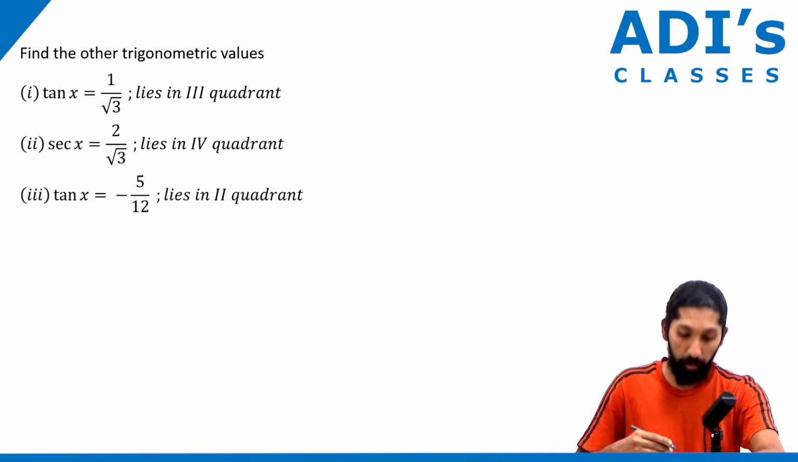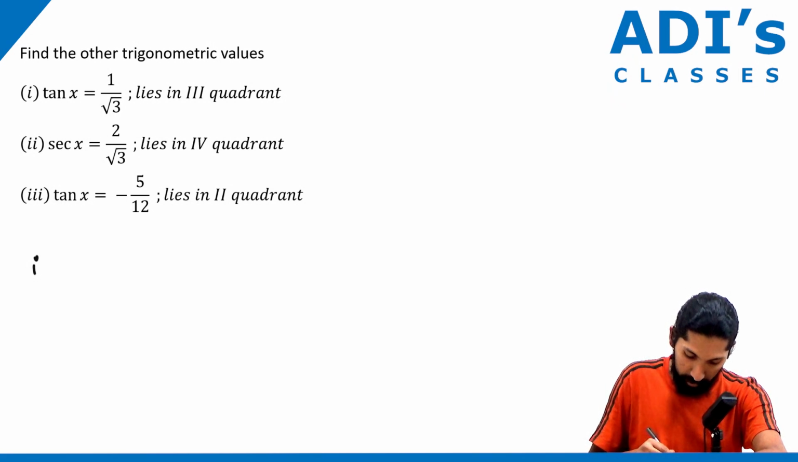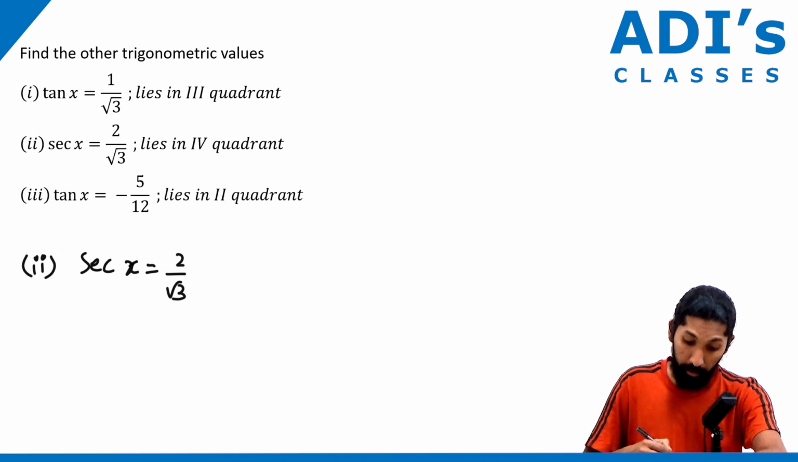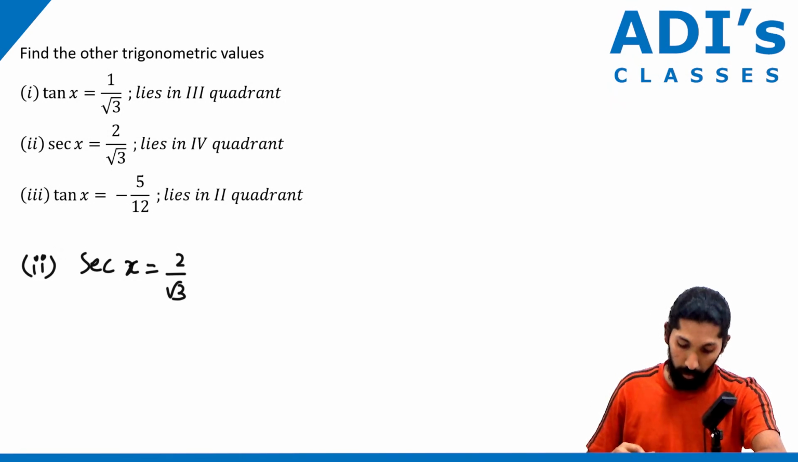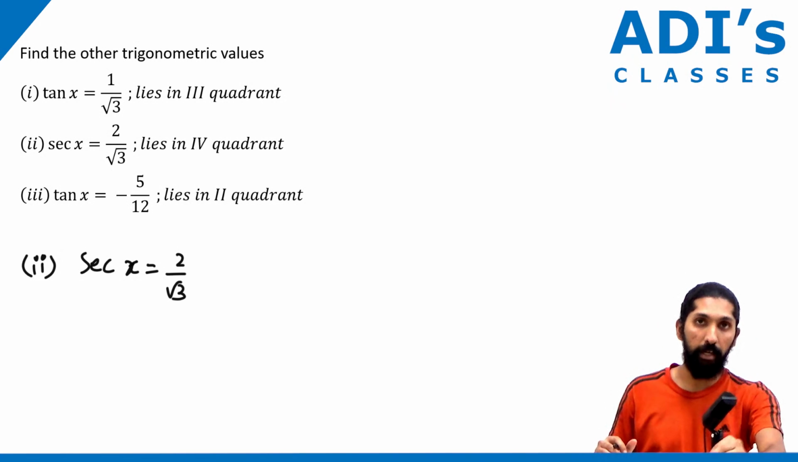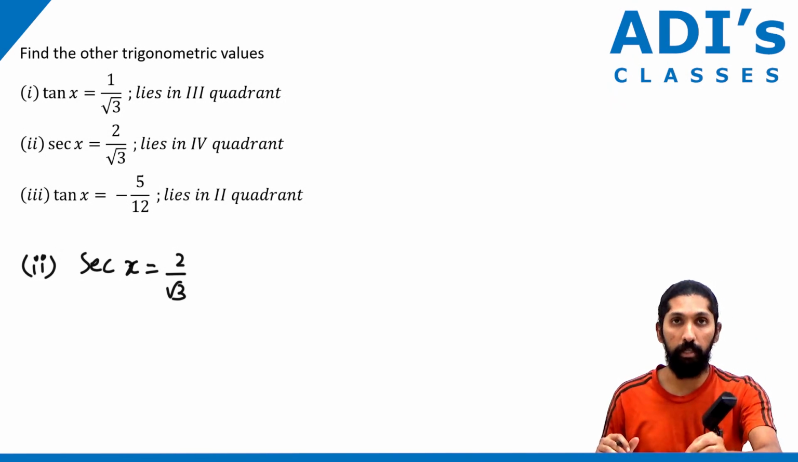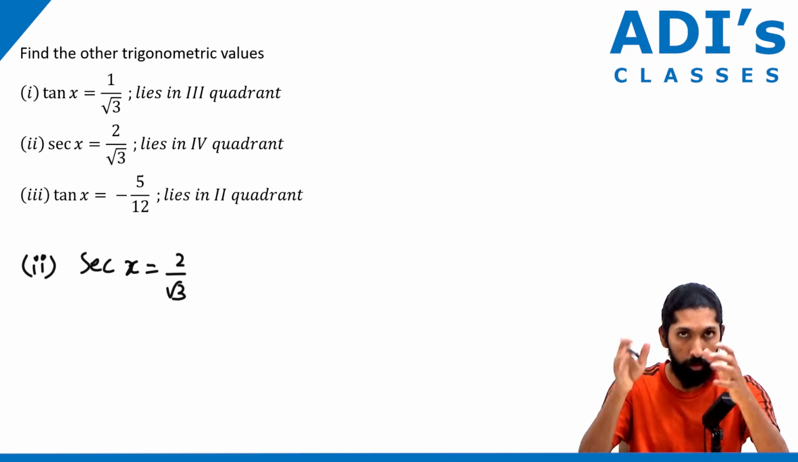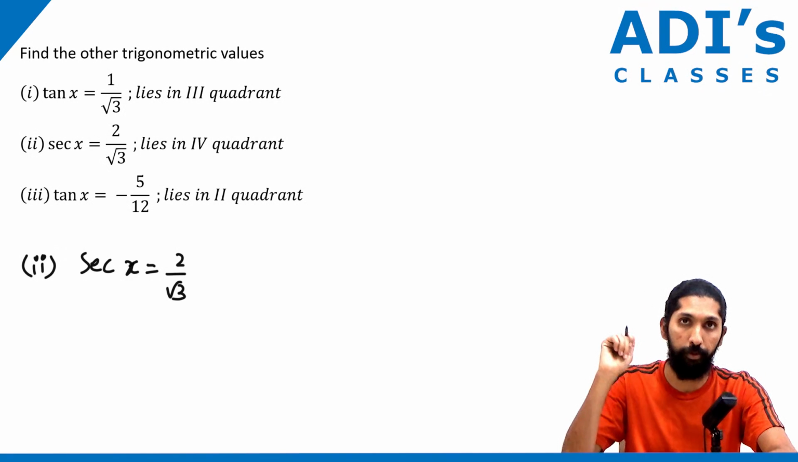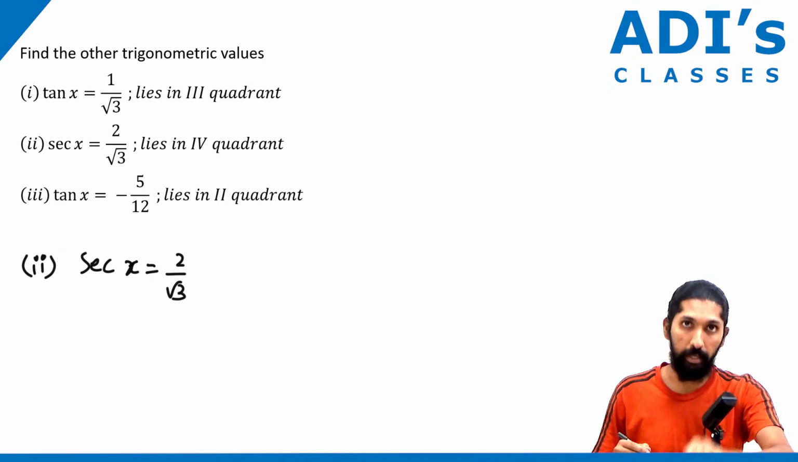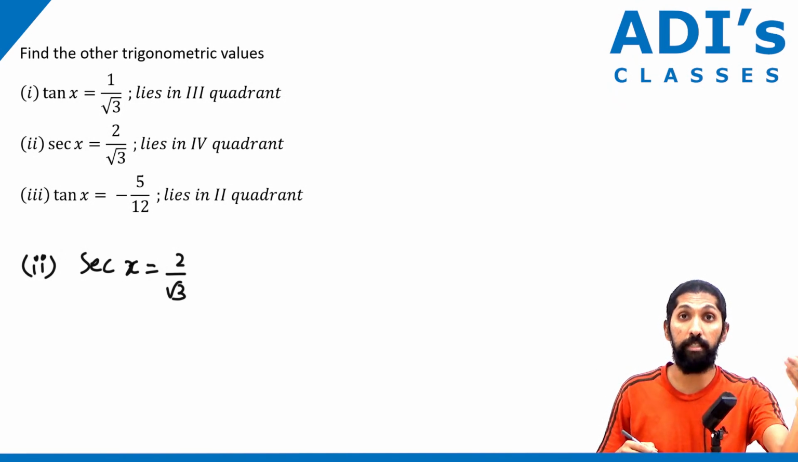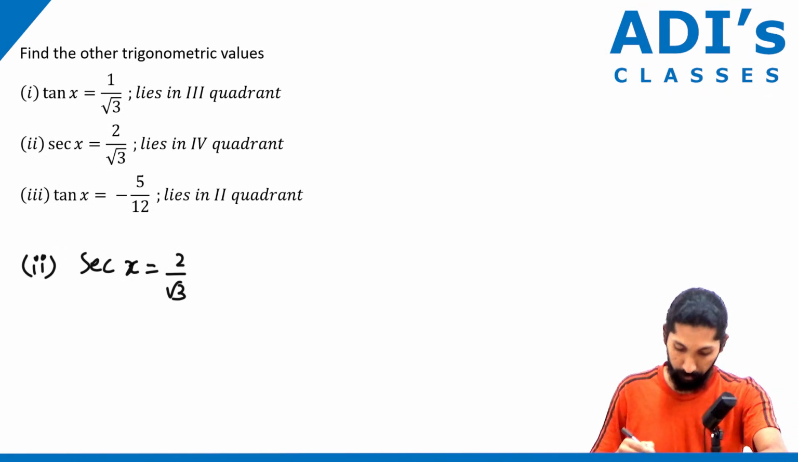See the second one, we have secant x is equal to 2 by root 3. And they're telling you that it lies in the fourth quadrant. Correct? Now, for what value of secant, you're going to get 2 by root 3 as the value. First, if you know this, it's going to become very easy for you. Okay? So, you can do it two ways again. One is 360 minus theta.